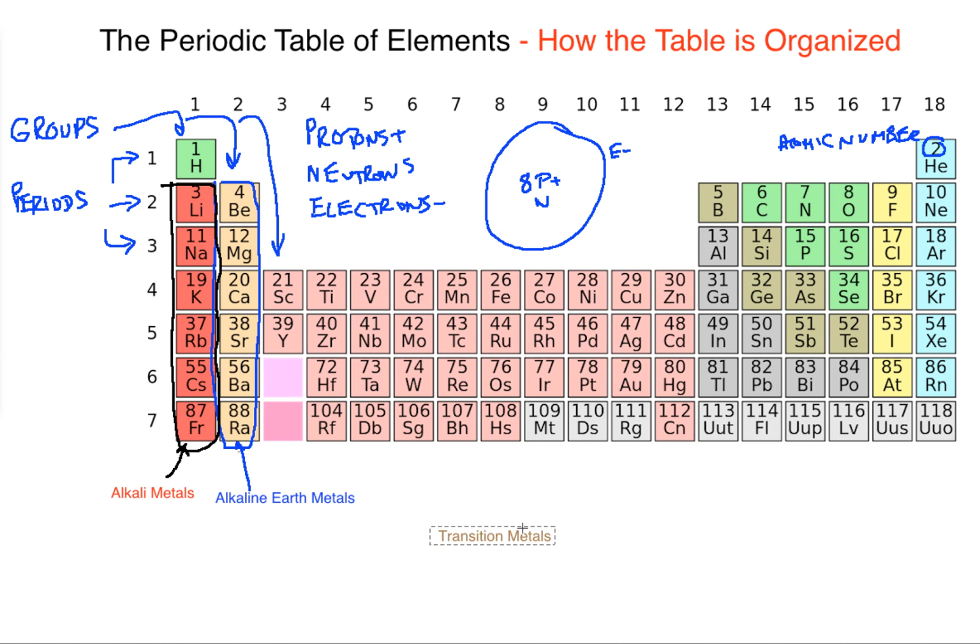The next block are the transition metals. The transition metals are all of the ones from group 3 to group number, it's not very well done. Let me do that again. From group 3 over to group 12. These are the transition metals. As you could imagine, transition metals are good conductors of heat and electricity. They're less reactive than the alkali metals. Just like the alkaline earth metals, they're less reactive.